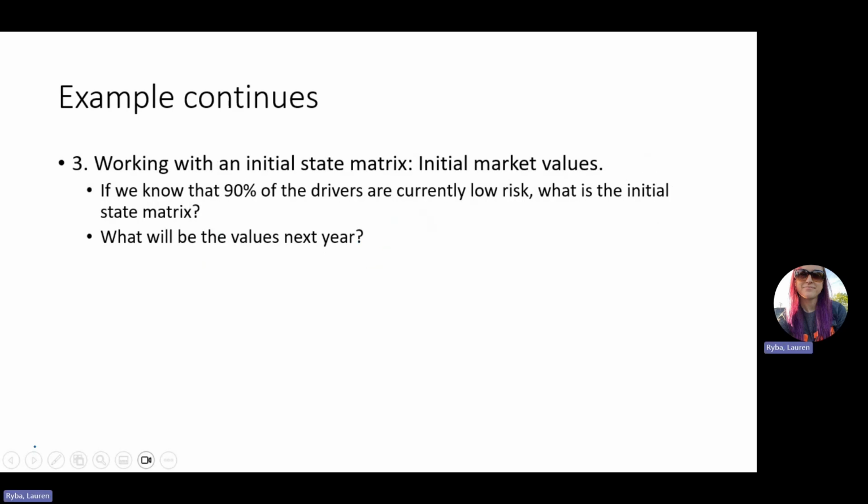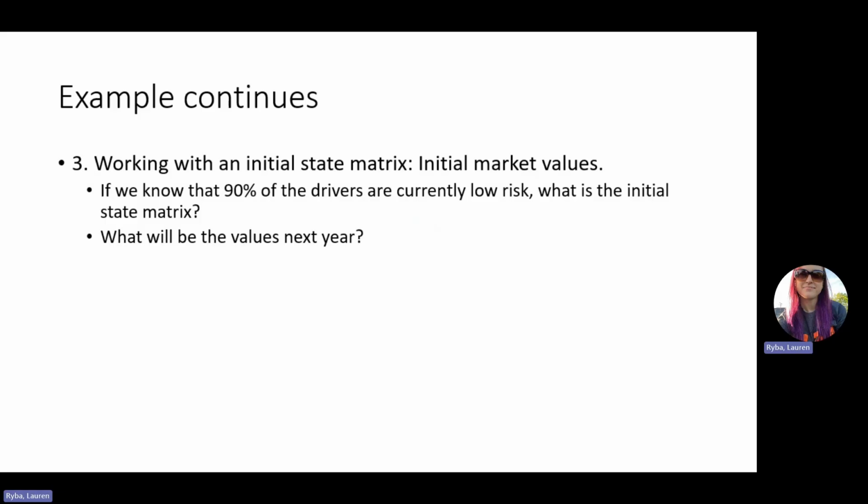The next thing you'll be given is what is called your initial state matrix. This is going to be the initial values that we have for this scenario. It says, if we know that 90% of the drivers are currently low risk, what is the initial state matrix? And then what will be the values next year?